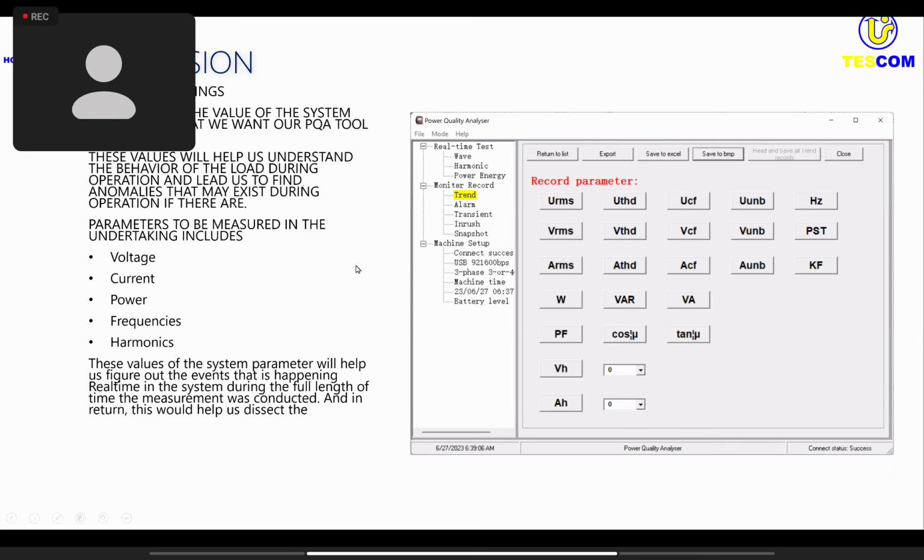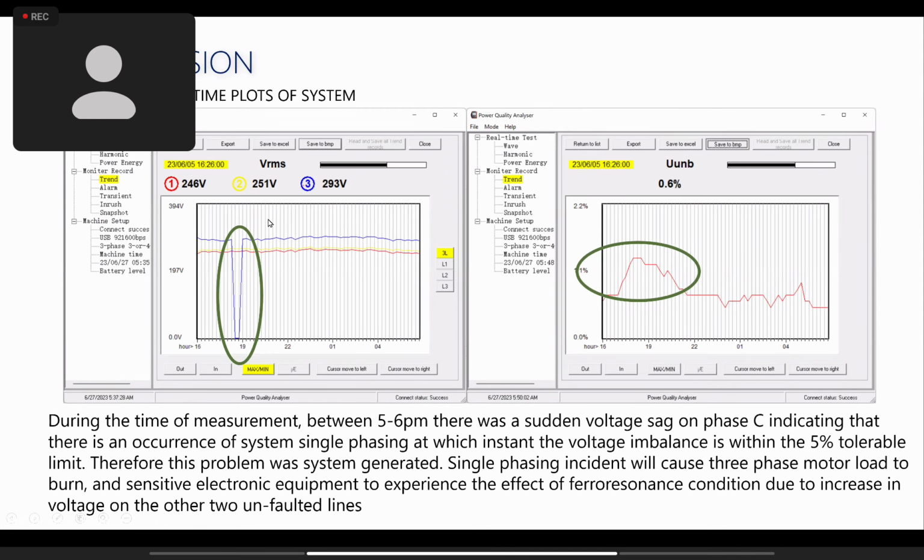Yan. So ito yung measurement na nakita natin kanina. So nakita natin mayroon ng instant na nagkaroon ng phase loss. Mayroon ding instant na mataas yung unbalance during the time of measurement between 5 to 6 p.m. So ito yung nakita natin. For the voltage naman, imbalance is within 5%. So tolerable kasi yung standard naman is around 5% below. Okay lang yan. More than 5% is a problem already. In here, sa nakita natin ng measurement, the real problem was single phasing incident. Or nagkaroon ng phase loss.